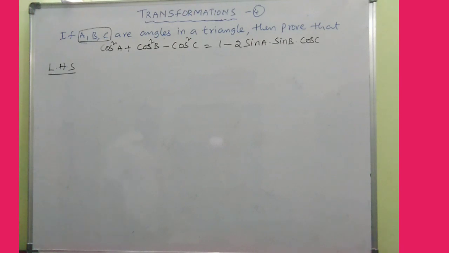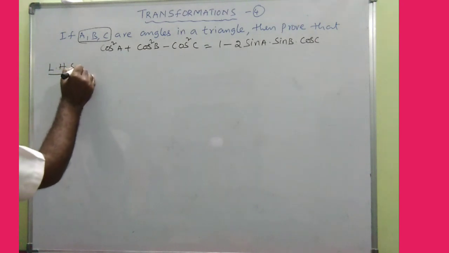So look at the next question. Once again, if A, B, C are angles in a triangle, then prove that cos square A plus cos square B minus cos square C is equal to 1 minus 2 sin A into sin B into cos C. So this problem also you can solve in the same method we used for the previous one. But for a change, I want you to change the method. Let us see, I want to solve it in a different method here.